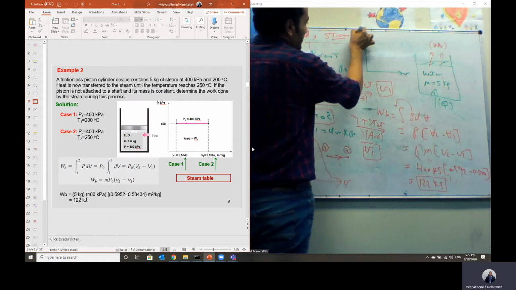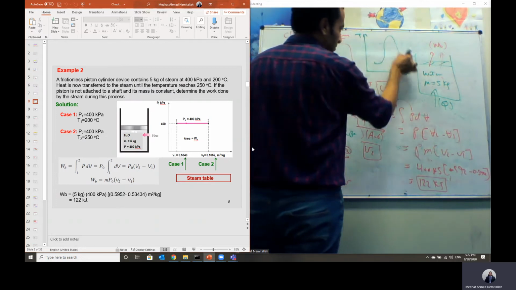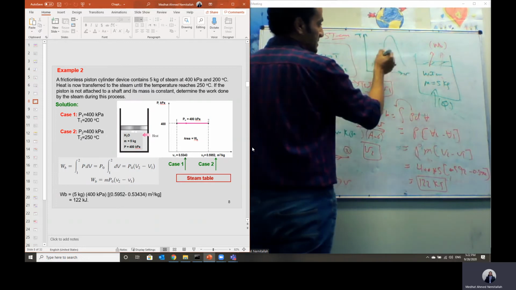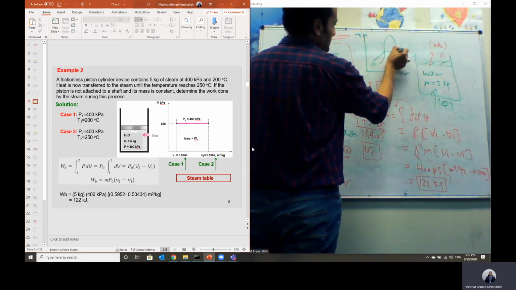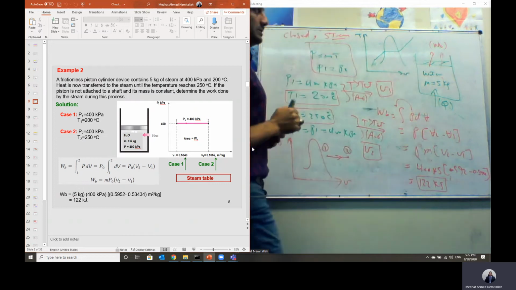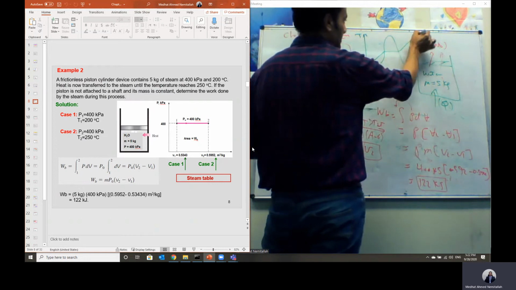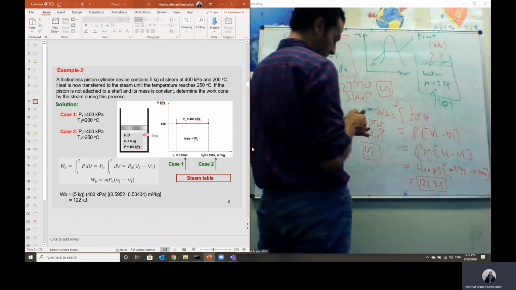This is the TV diagram, okay? And this is the saturation curve. On this saturation curve, this is the line of constant pressure, representing a constant pressure line. This is a line of constant pressure.